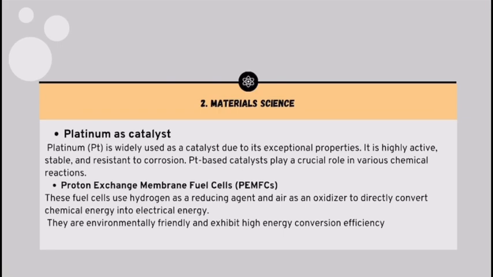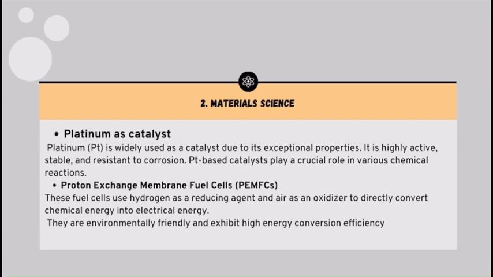These compounds act as materials in science. My first point is platinum as catalyst. Platinum is widely used as a catalyst due to its exceptional properties because it is highly active, stable, and resistant to corrosion. Platinum-based catalysts play a crucial role in various chemical reactions.